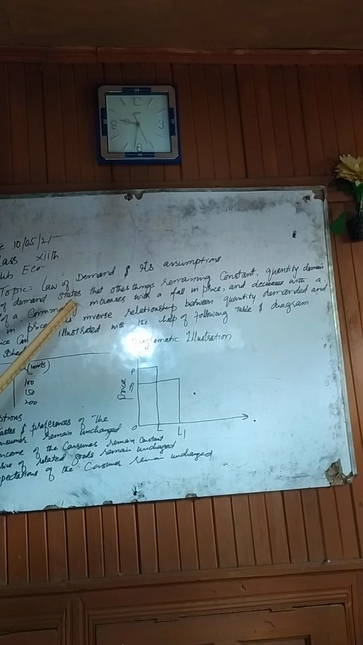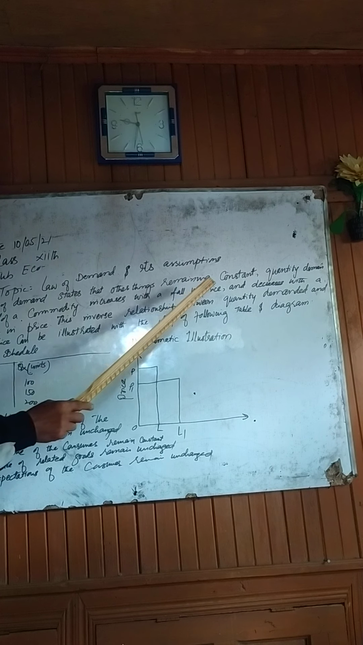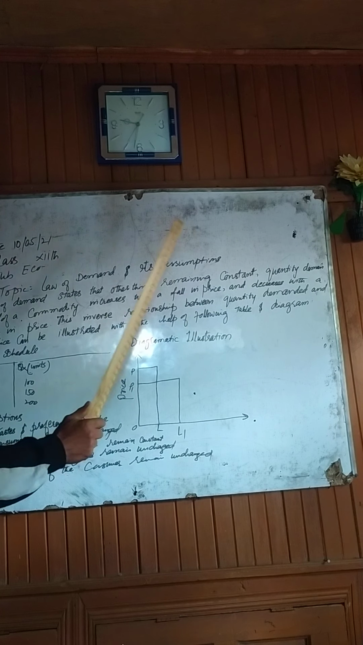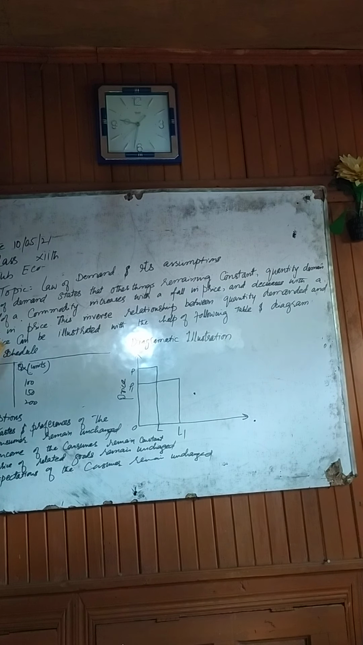The law of demand states that, other things remaining constant, the quantity demanded of a commodity increases with a fall in price and decreases with a rise in price. Here the phrase "other things remaining constant" is very important. What does "other things remaining constant" mean?